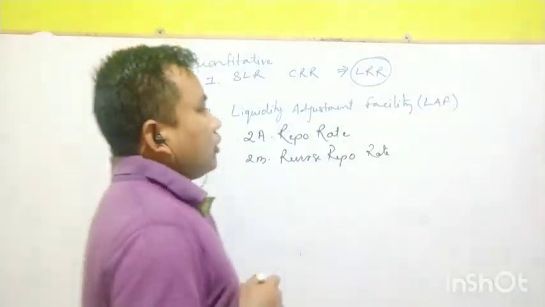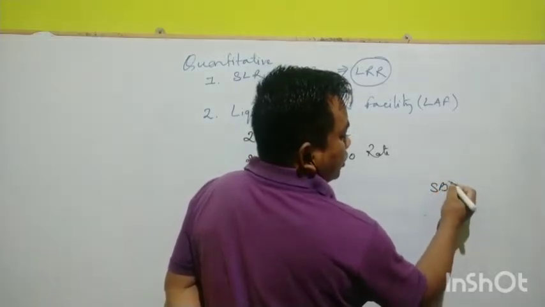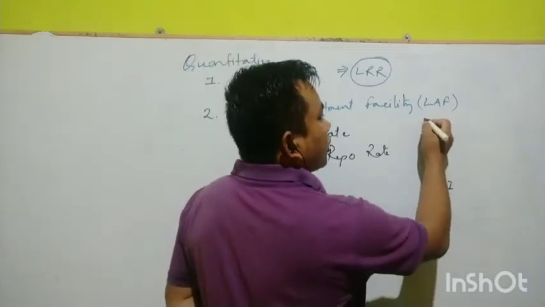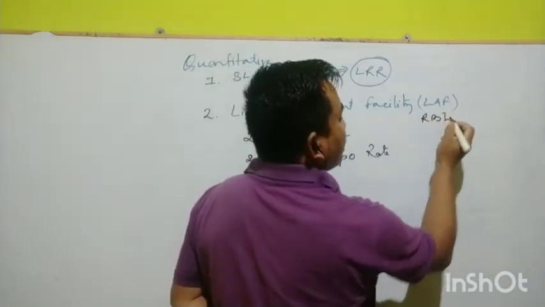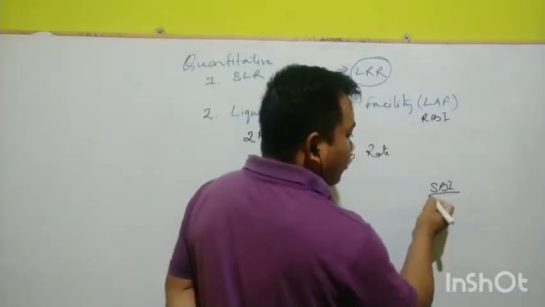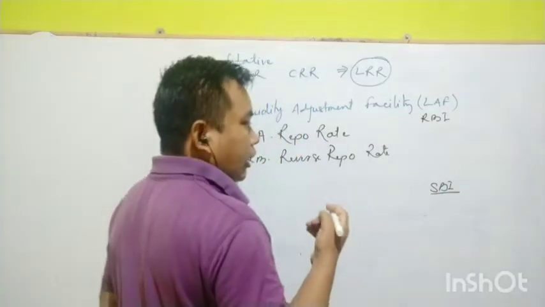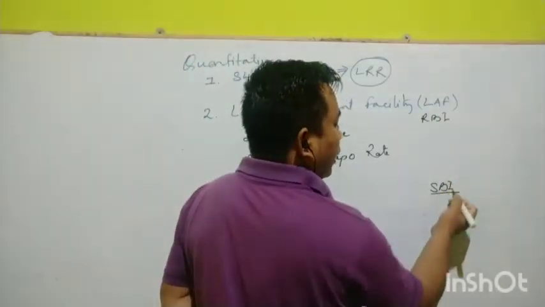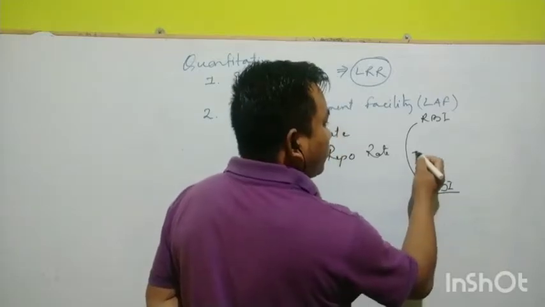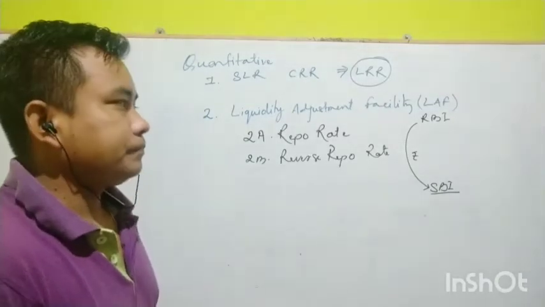Take a scheduled commercial bank like SBI, for example. Sometimes SBI needs money from RBI. Let's say that SBI needs money for medium term purposes. That need for money can be fulfilled by borrowing from RBI. There is no problem in RBI lending money.